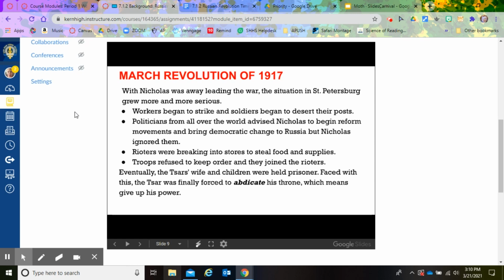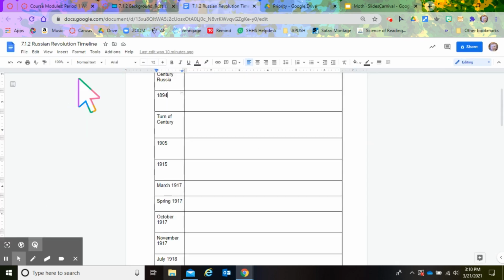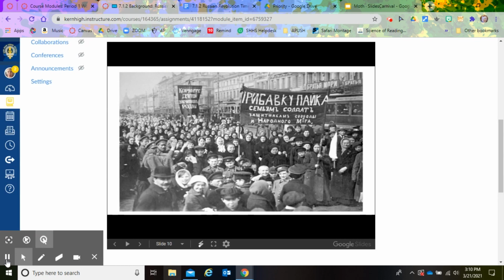Faced with this, the Tsar was finally forced to abdicate his throne, which means give up his power. Let's go ahead and jump over to March 1917 and talk about that right here. Here is a picture of him abdicating his throne.